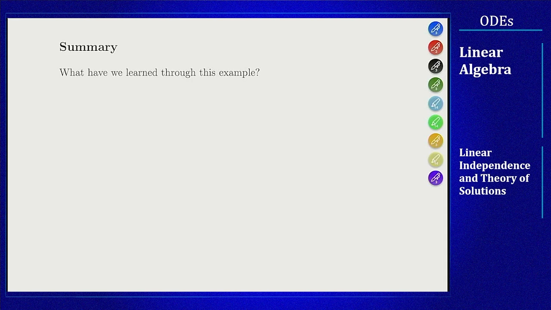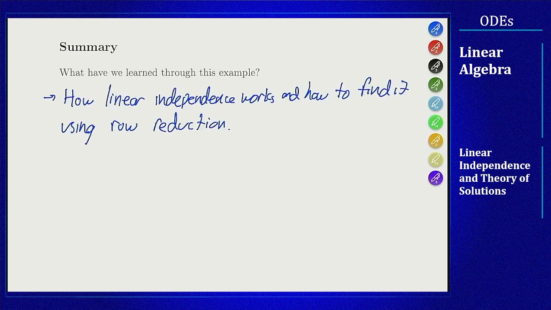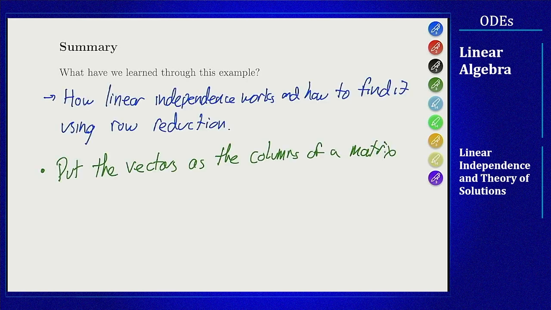What have we learned from this? The main idea here is how linear independence works and how you can find it by row reduction. So what do we do? We take the vectors and we put them as the columns in a matrix. We then row reduce this matrix. Again, we don't need to put the zeros on the additional column because they're not going to change. We can sort of think of them there as implied and just not write them down every time.